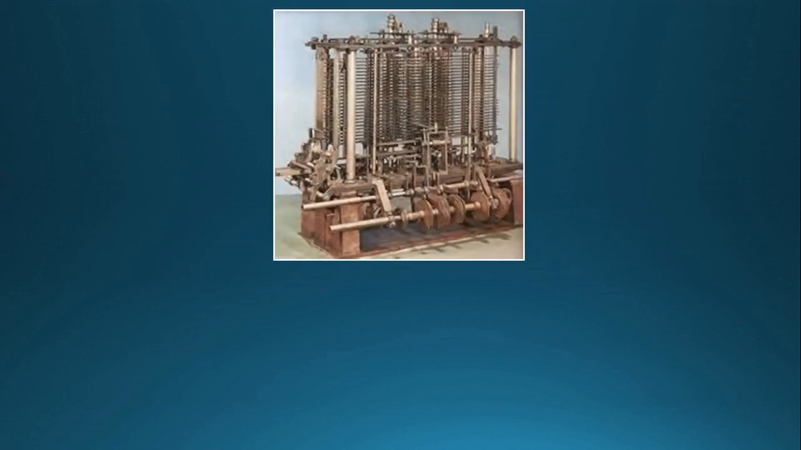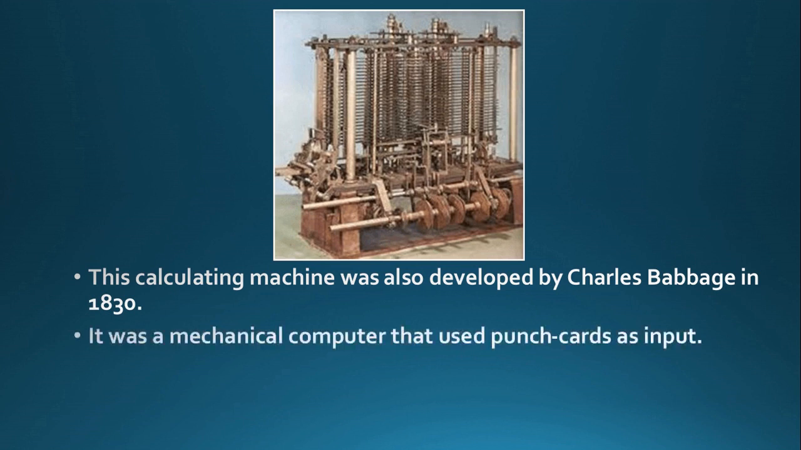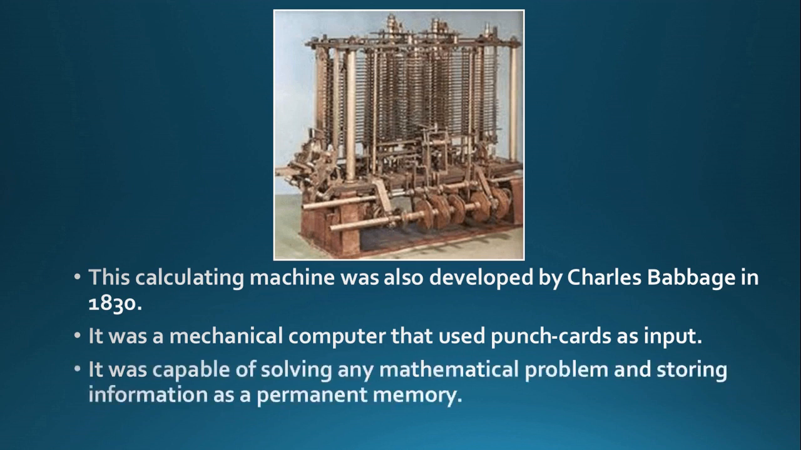1830 AD, analytical engine. This calculating machine was also developed by Charles Babbage in 1830. It was a mechanical computer that used punch cards as input. It was capable of solving any mathematical problem and storing information as permanent memory.